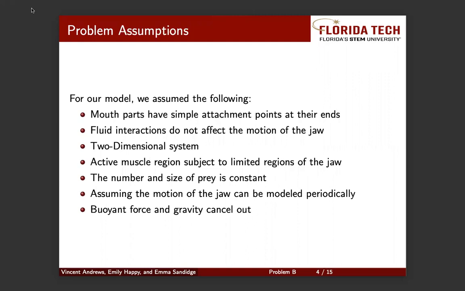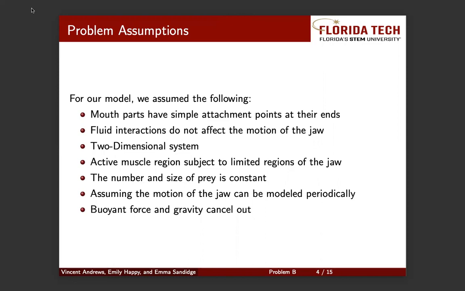So before we begin modeling our problem, we made some assumptions to simplify our model. From the PDF of the assignment, we found that the mouth parts had simple attachment points at their ends and that the fluid interactions did not affect the motion of the jaw. From that, we also assumed that the system was two-dimensional, as the fish was just moving in one direction towards its prey. And then we assumed that the muscle region was subject to 5 main muscle components, which we'll mention later.